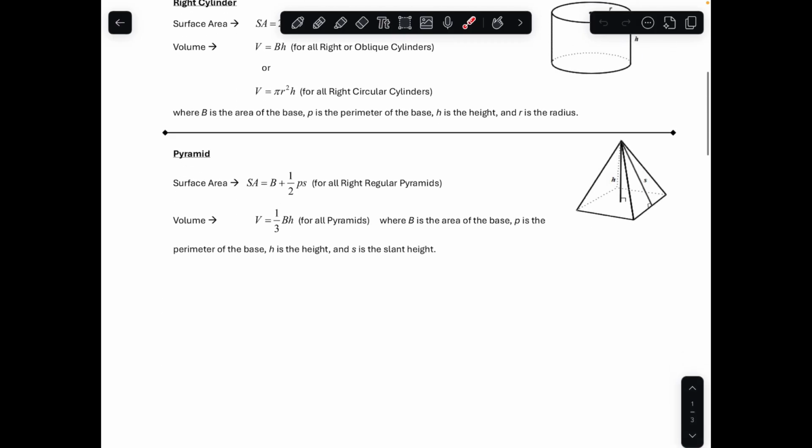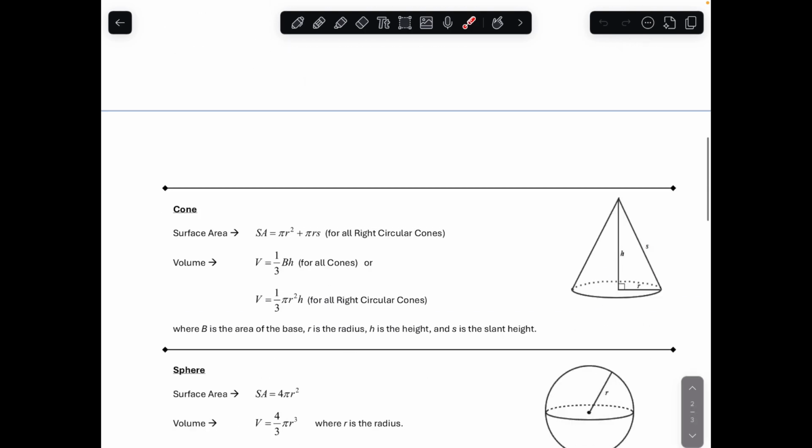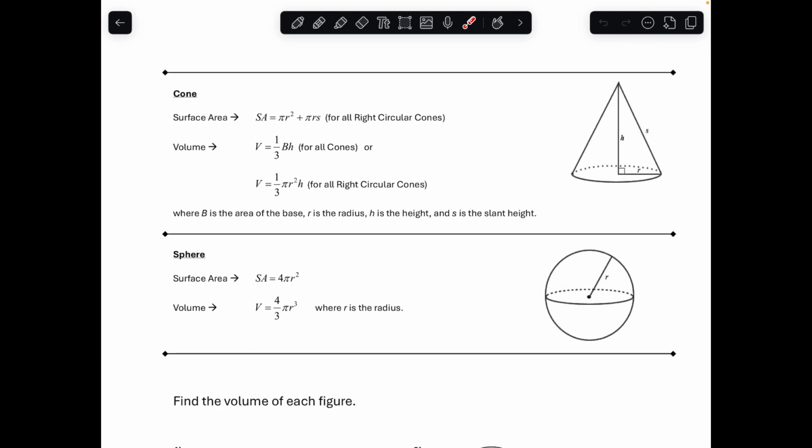Moving on, we have pyramids. Now the volume of a pyramid is going to be 1/3 times its base times its height. Then we're going to look at the volume of cones. And so the volume of a cone is going to be 1/3 times pi times r squared times h. And this is for all right circular cones.